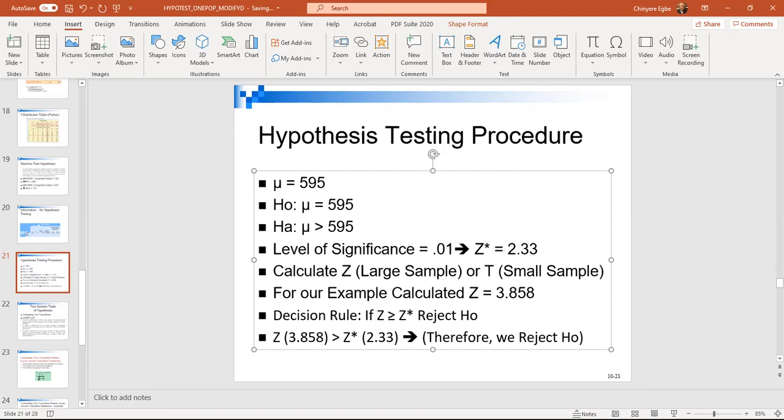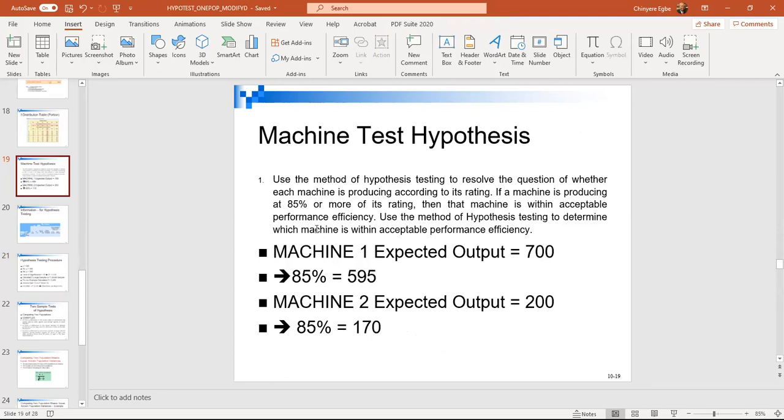What does it say about whether this machine is producing according to its capacity? What was the original problem? It says use the method of hypothesis testing to resolve the question of whether each machine is producing according to its rating. Okay, if a machine is producing 85% or more, then that machine is within acceptable performance efficiency.